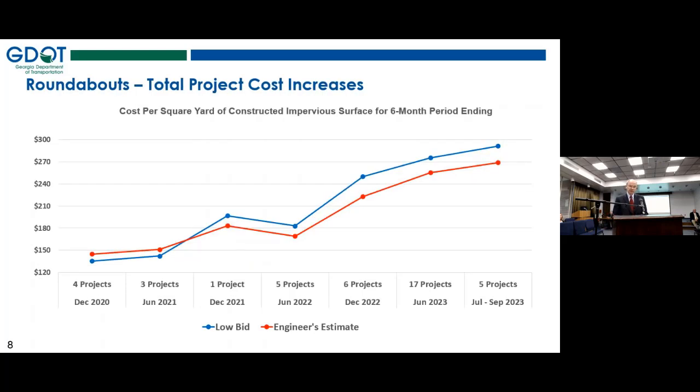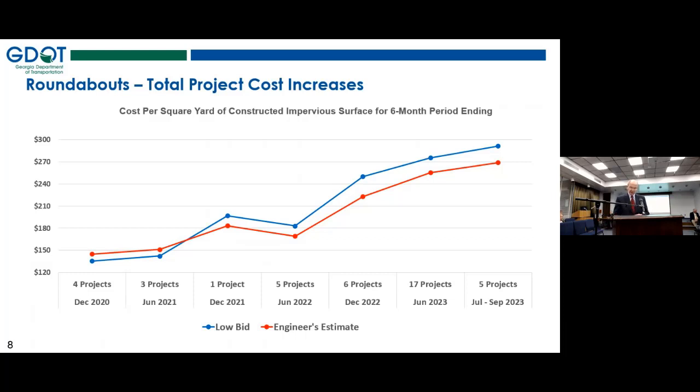The next project type is roundabouts, where we're also using the total project cost, and we convert that into a cost per square yard of what we call constructed impervious surface. So what that is, all the finished surfaces, which would include the asphalt, concrete paving, and all the other concrete finished surfaces such as driveways, sidewalk, curb and gutter, header curb, the concrete truck apron in the roundabout, and also raised median.